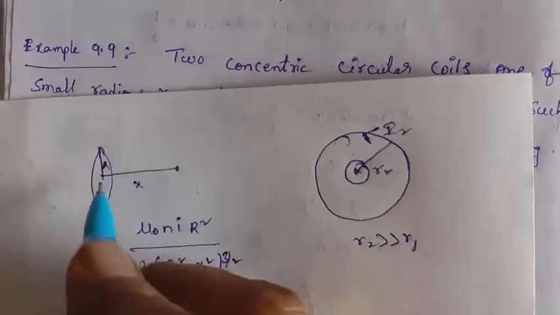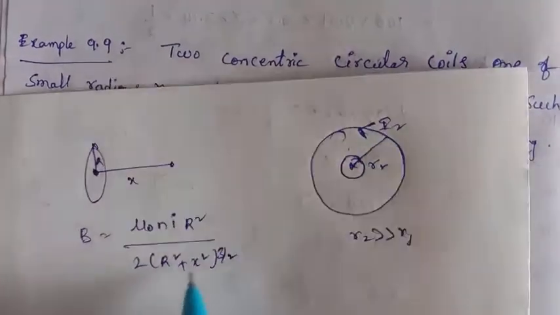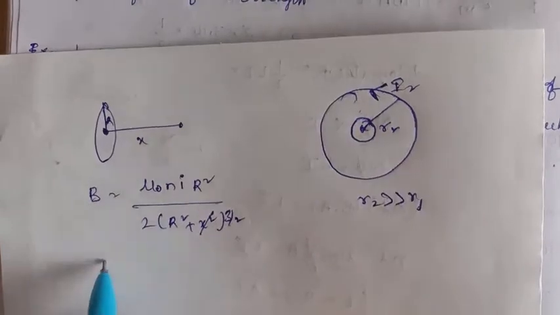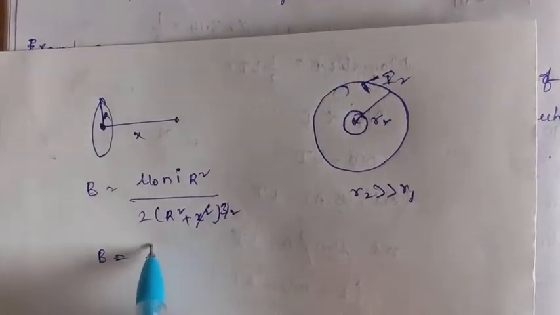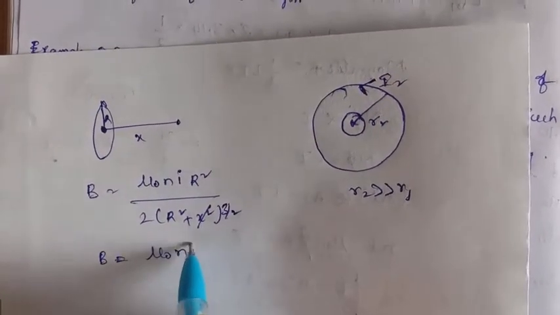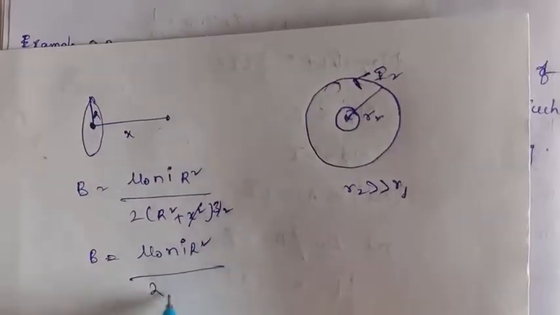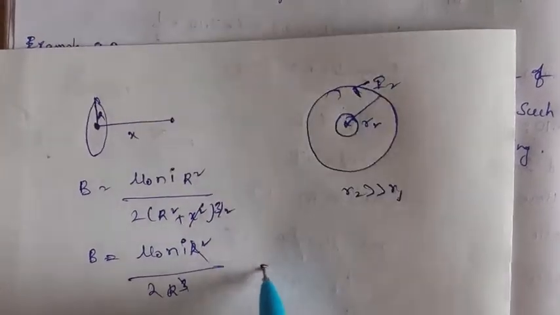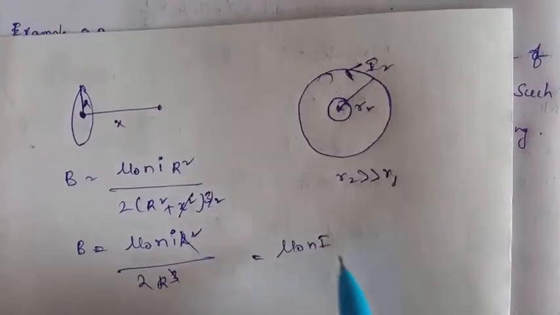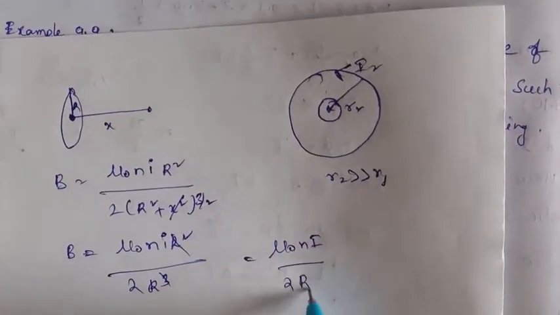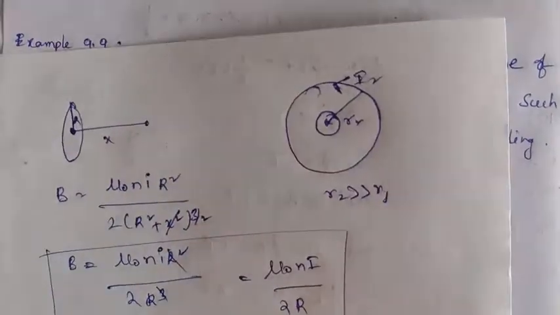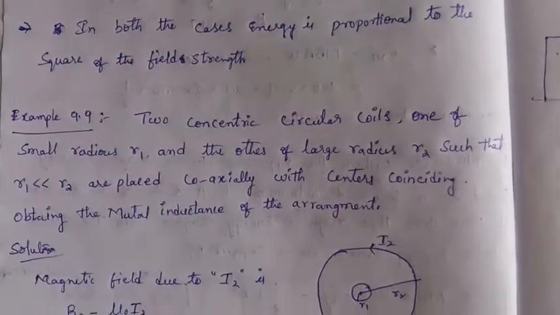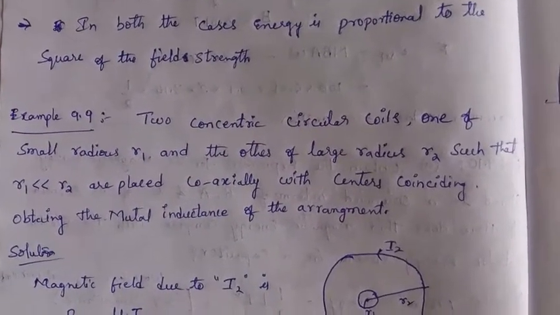If we take the center, the X term goes to 0. Simply based on this equation, B is equal to mu naught N I R square divided by 2 R cube. So mu naught N I upon 2R is the expression for the magnetic field for a coil. It is not a solenoid. Here the question is two concentric circular coils, it's not a solenoid.